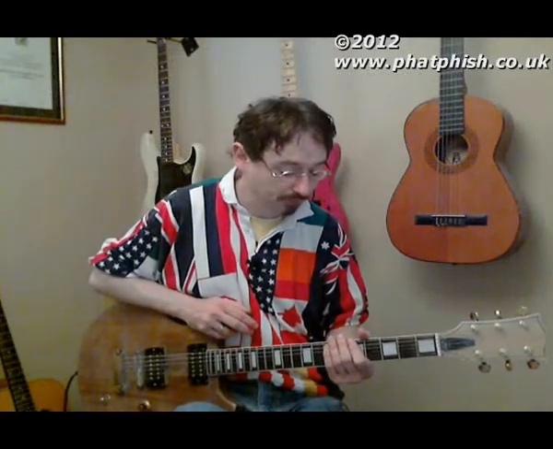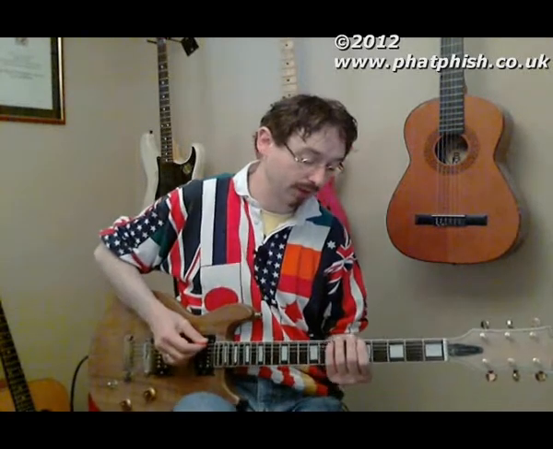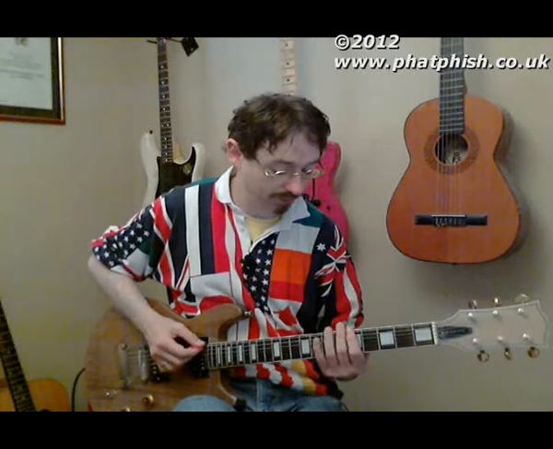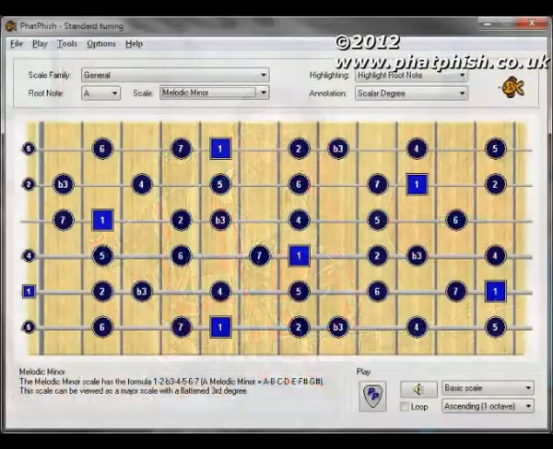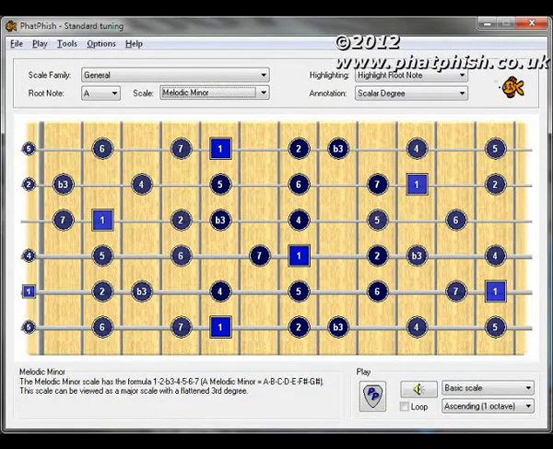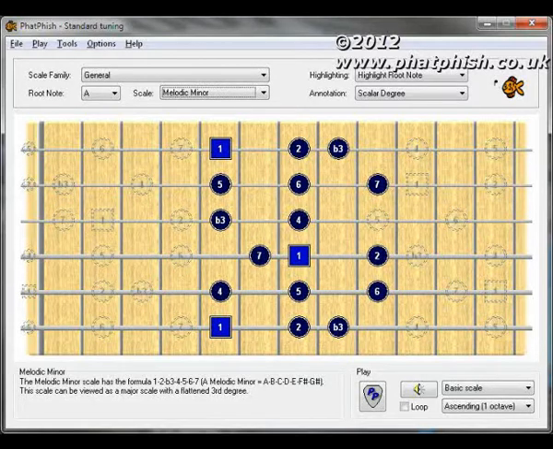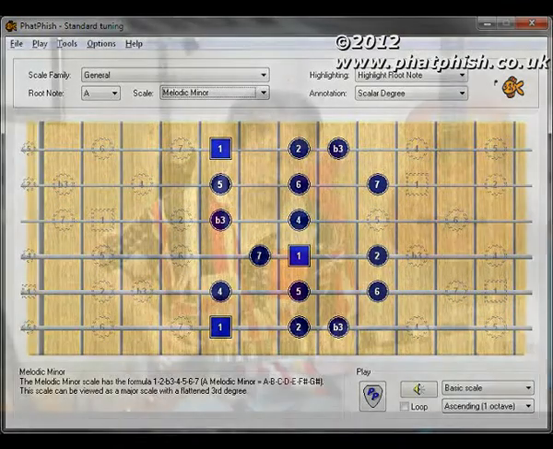Okay, and the last one that I'll mention is the melodic minor. The formula for that is basically the same as a major scale, but with a flat third degree. So in the case of A, we'll use it because we're using A as our example here, that would have the formula 1, 2, flat 3, 4, 5, 6, 7 in the octave.